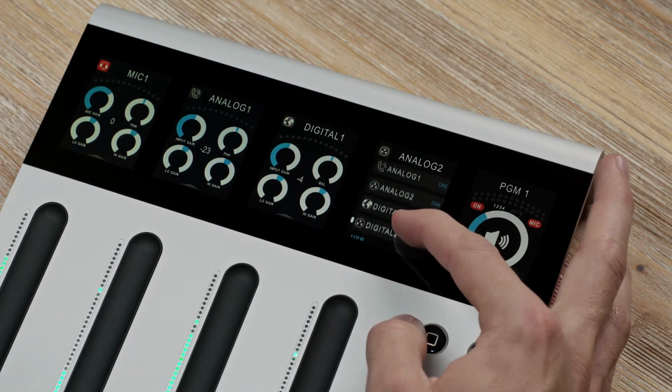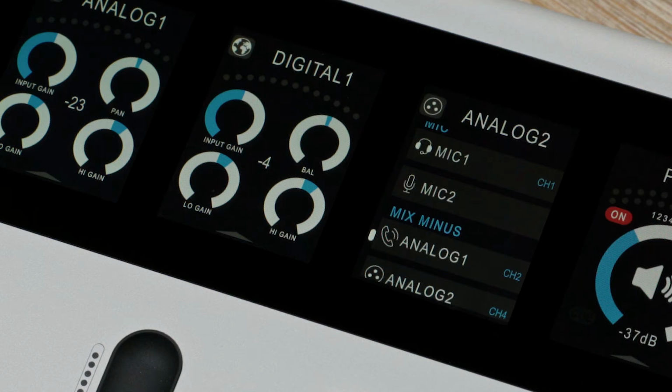Sources are classified into categories, for example, USB or mic. An icon simplifies source identification. For instance, microphones are indicated with a mic icon. A mark shows which source is already assigned to one of the channels.